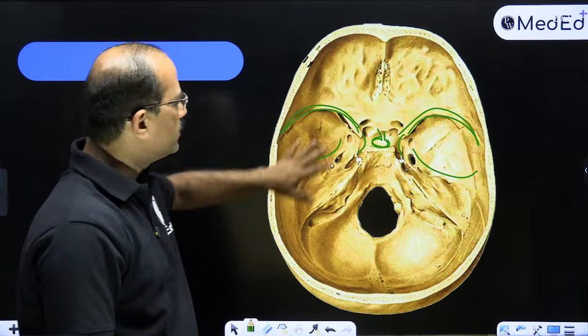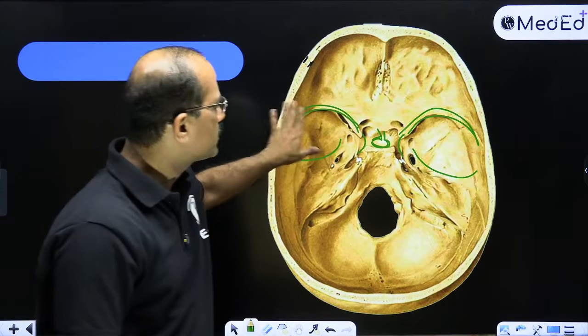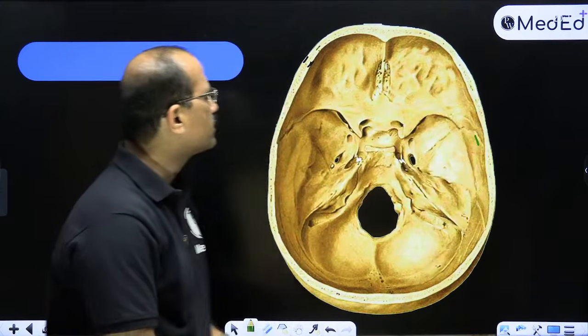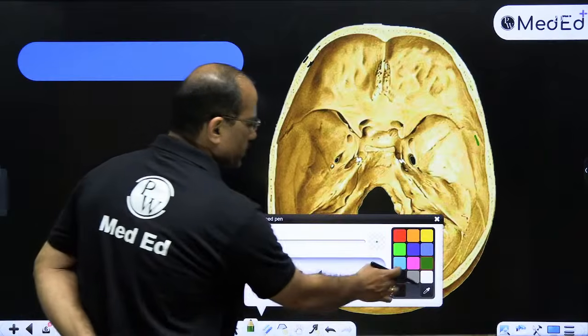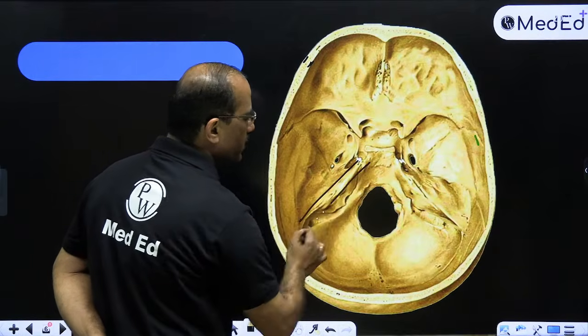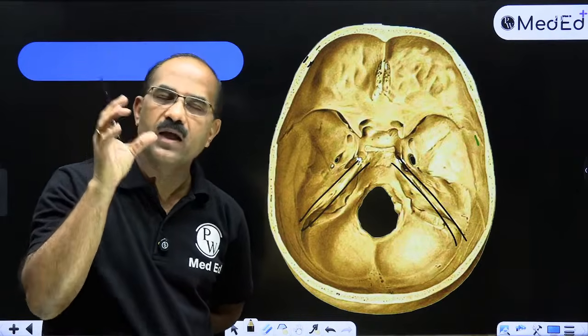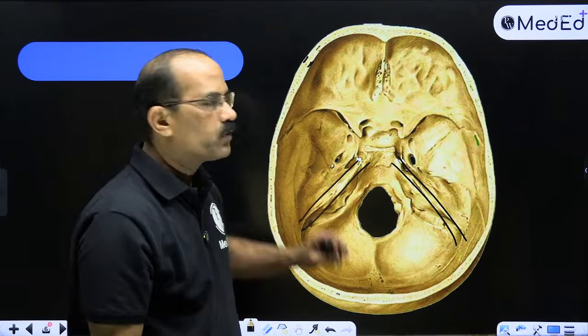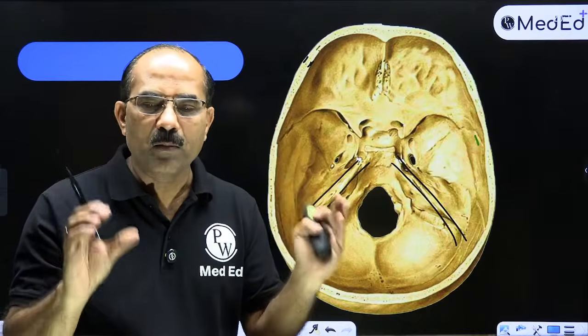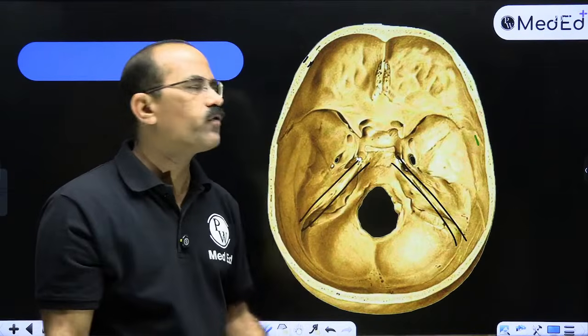Fine. So this is the sphenoid. Just have a look at this. Now, what is this bone? Just wait, I'll talk to you later. What is this bone? Now, this is very hard like a rock. This is very hard like a rock, and this is what we call the petrous part of temporal bone.